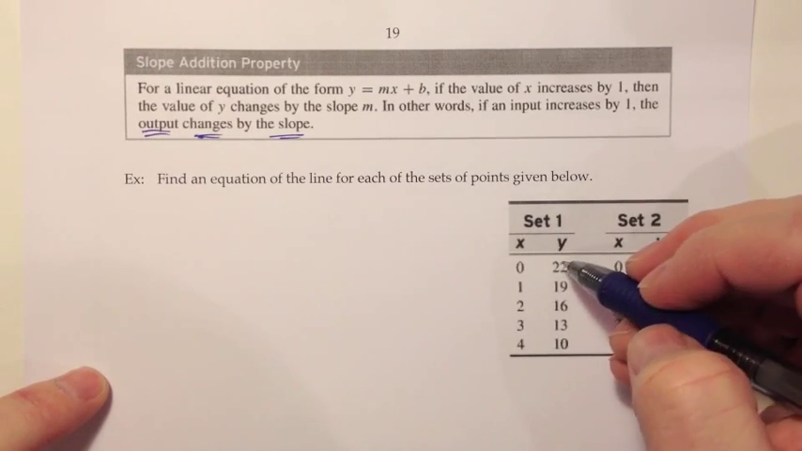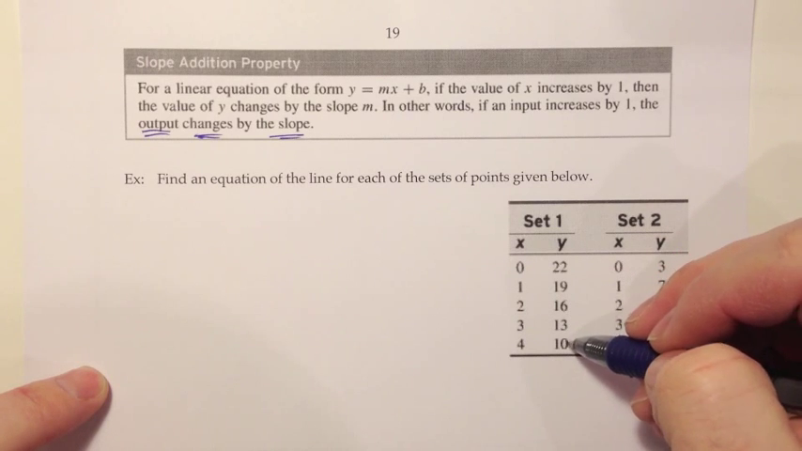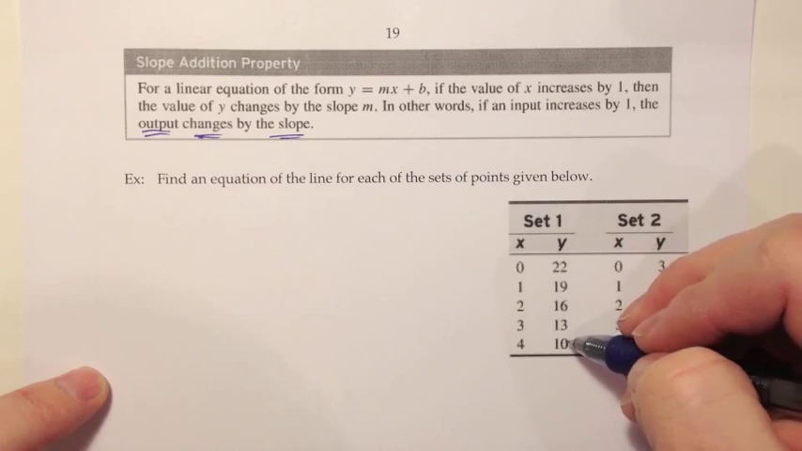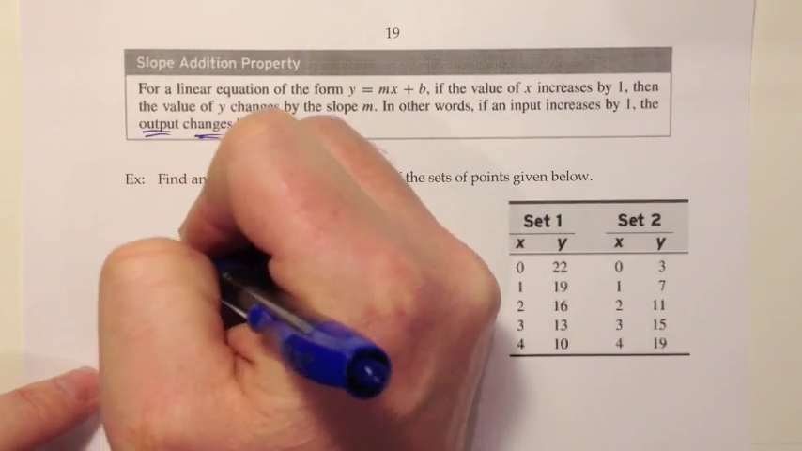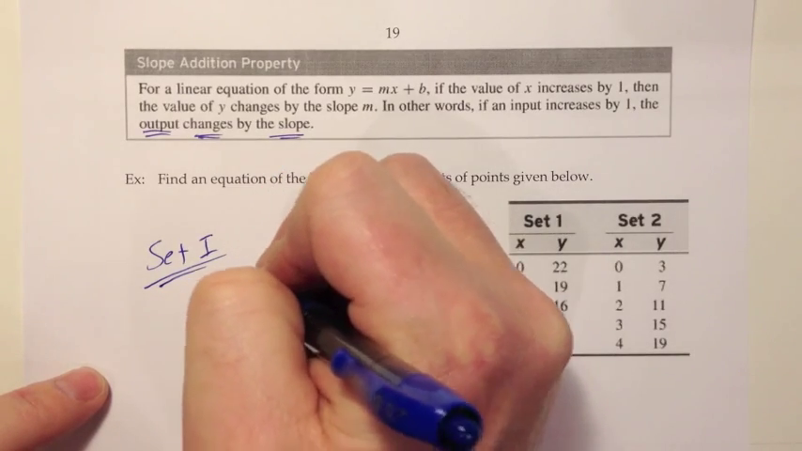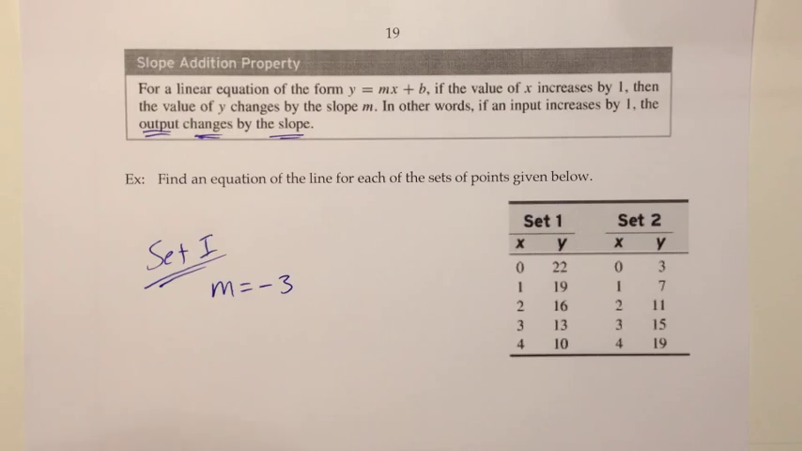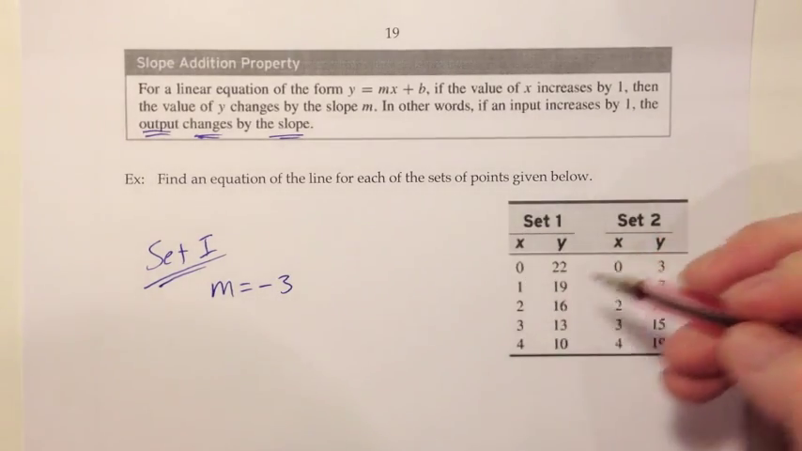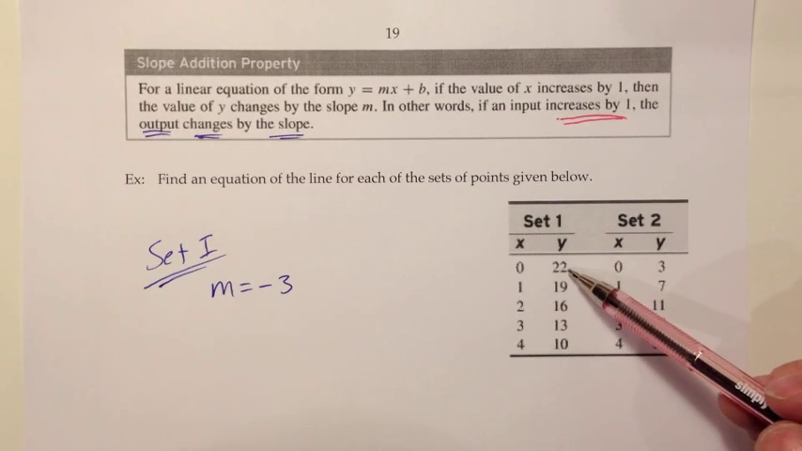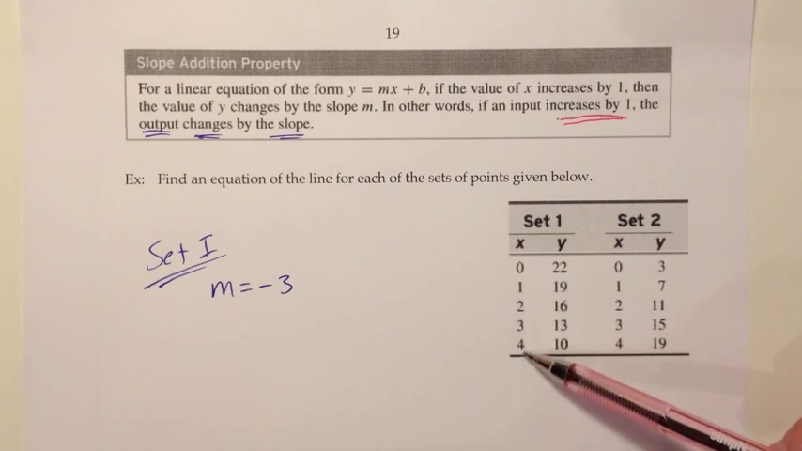So what's happening is these go up by 1, and the y values are 22, 19, 16, 13, 10. It looks to me like the pattern is that these are decreasing by 3. So for set 1, I see that decrease every time of 3, so I want to say that the slope is negative 3. And I can only do that if these are increasing by 1. So this part is really important. You can't just look at ordered pairs and say however the y is changing, that's my slope. You can only do that if the x's are going up by 1.